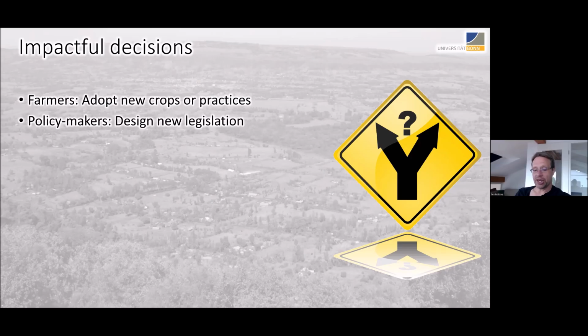At the policy making arena, there's also all kinds of decisions that are impactful. Yeah? Designing some sort of new legislation is something that policymakers do a lot, and obviously that can really change the course of many things in the country. And we know this in the European Union. Any sort of new subsidy on particular practices causes massive change often in the farming population.